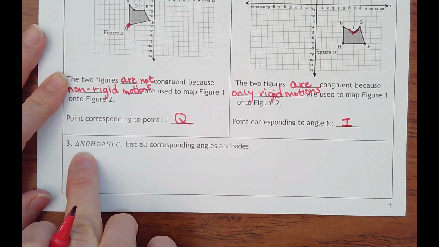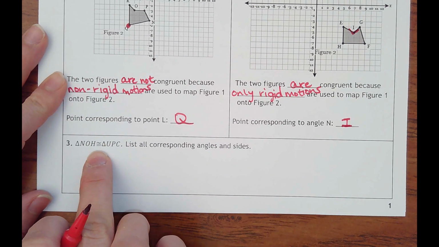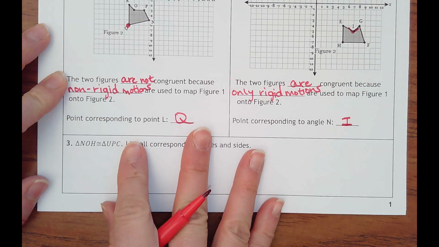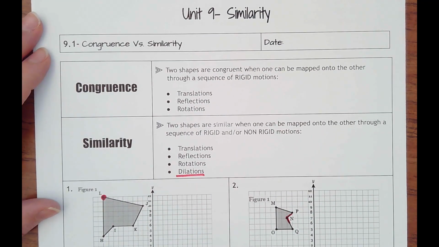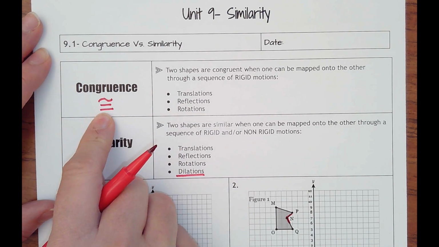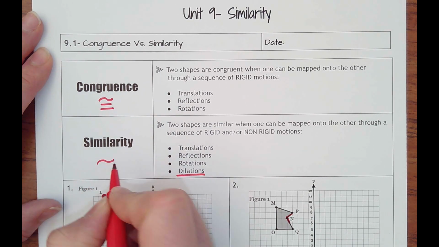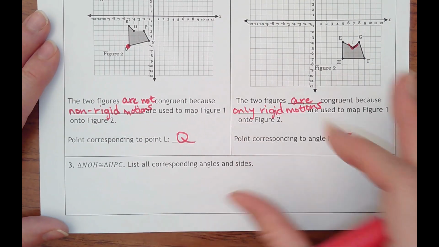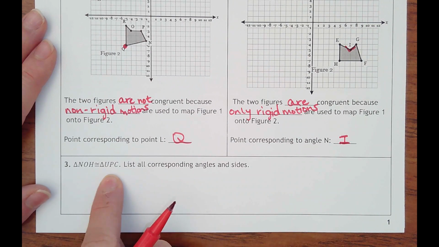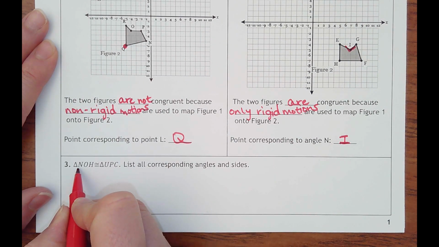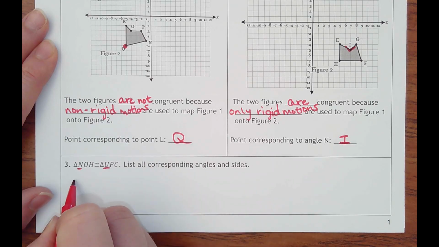It says triangle NOH is congruent to triangle UPC. So that's something we should probably talk about too. I want to make a note of this. Congruence, it's an equal sign with a squiggle line above it. That's the symbol. Similarity is just a little squiggle. It doesn't equal. But because this question is saying the triangles are congruent, the corresponding angles, they just go in order.